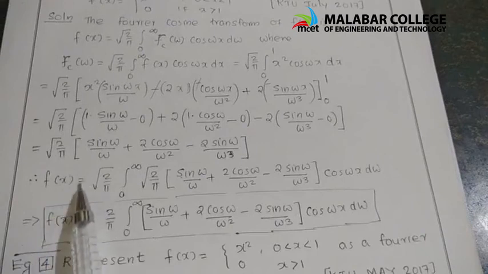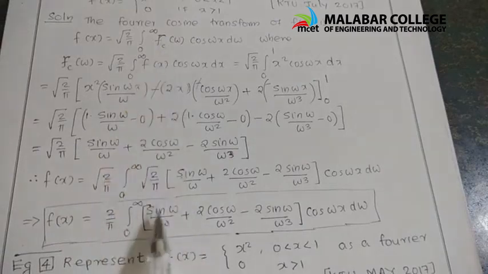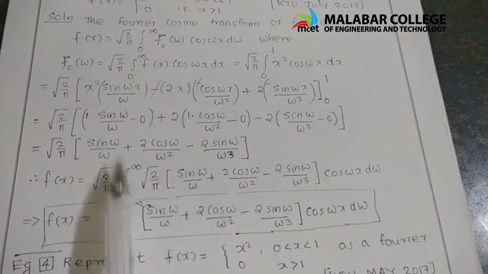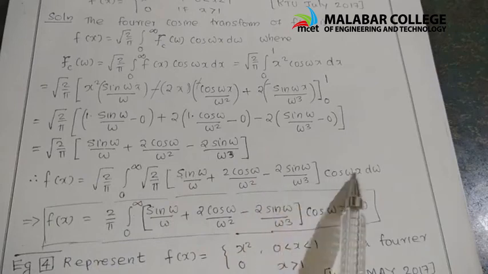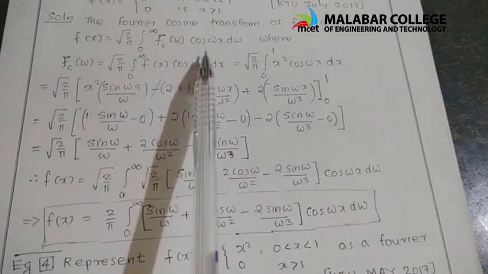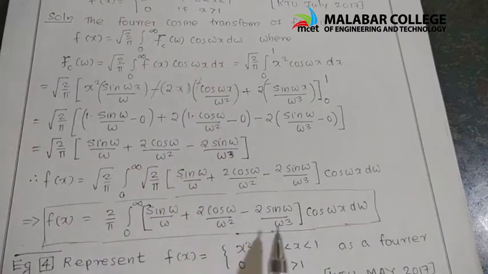So in place of fc omega I have to substitute what we obtained here, and we know root 2 by pi into root 2 by pi is 2 by pi. So 2 by pi into these terms will come here, and cos omega x d omega is there. This is the answer for the second question.